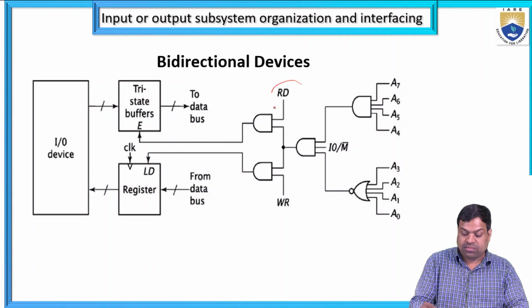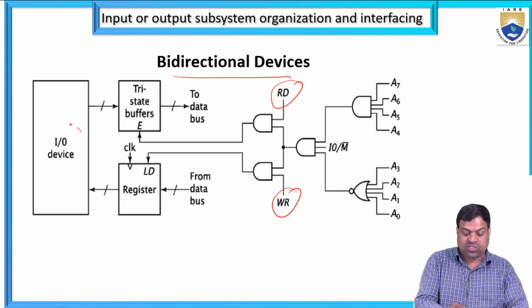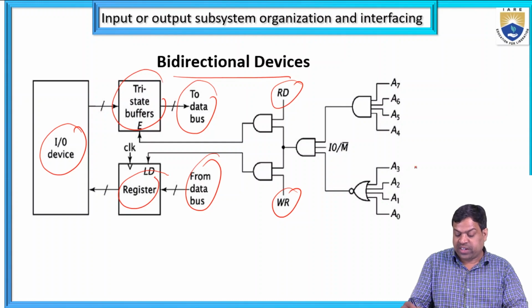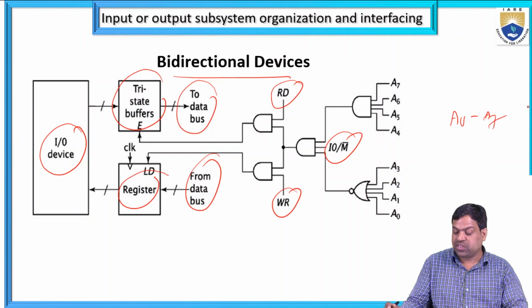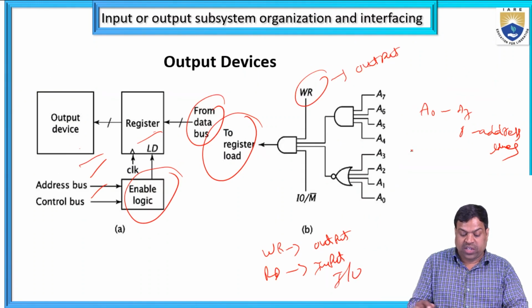So I'm taking here read and write. Read and write means it is bidirectional. So the input output device has tri-state buffering and registers, to the data bus and from the data bus. Read and write will be there, IO and A0 to A7 address lines are there. We can see here the input device, tri-state buffer enabled, read, A0 to A7. So here the output device from the data bus, write operation, and previously the read operation, and A0 to A7.